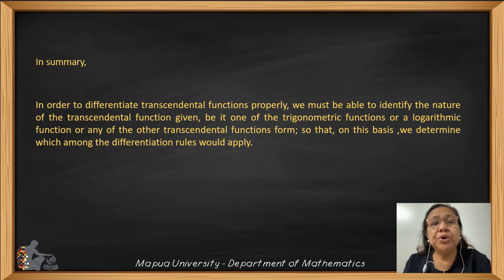in order to differentiate transcendental functions properly, we must be able to identify first the nature of the transcendental function given to us. It may be a trigonometric function or a logarithmic function or some other transcendental function. Only on this basis can we determine which among the differentiation rules would apply.